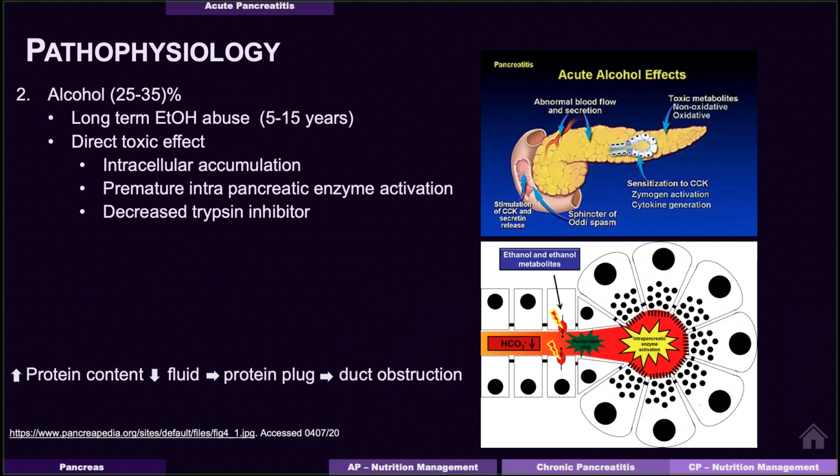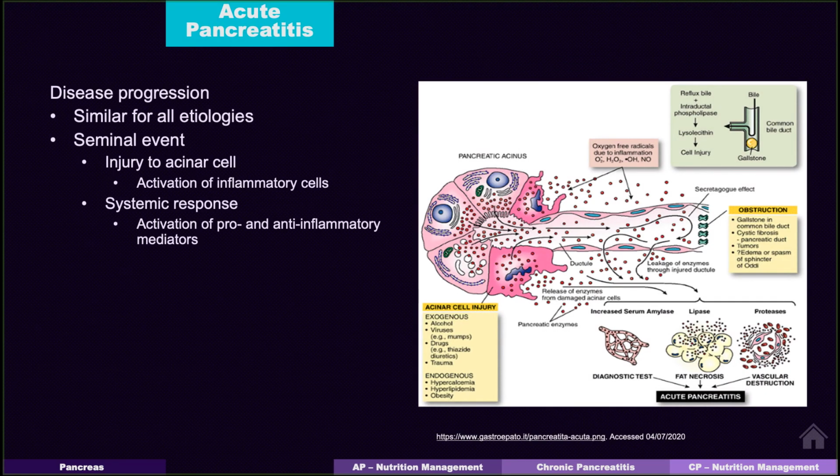What it is showing is how the etiologies, regardless of what they are, are on a very similar pathway. The pathology is very similar in that there's a seminal event, and we'll see injury to the acinar cell, activation of these inflammatory mediators, pro and anti, and then we'll also see obstruction as well, but then we'll see that localized response, the fluid accumulation, and then because there's leaking, we'll also see injury to other organs, other tissues that are not local.